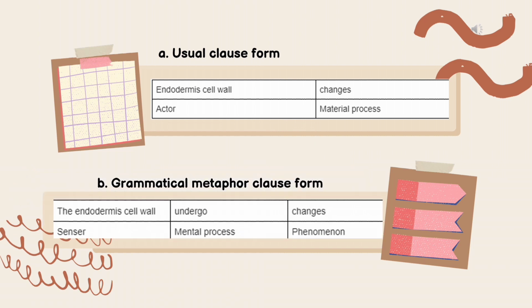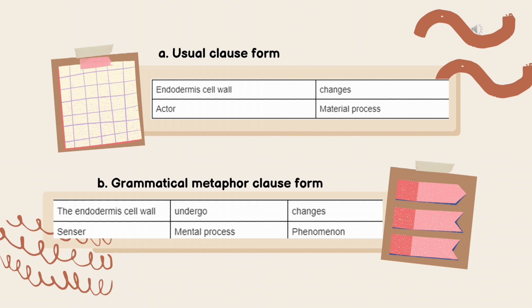Here is an example of the difference between a usual clause and a grammatical metaphor. In form A, a usual clause, there is the sentence: endodermis cell wall change. Endodermis cell wall is the actor, and change is the material process. And in form B, grammatical metaphor, there is the sentence: the endodermis cell wall undergo change. So the endodermis cell wall is a senser, undergo is a mental process, and change is a phenomenon.